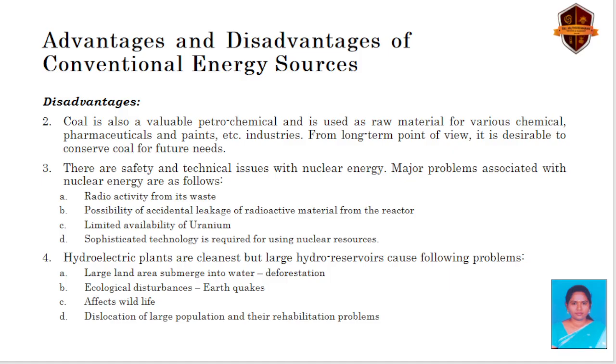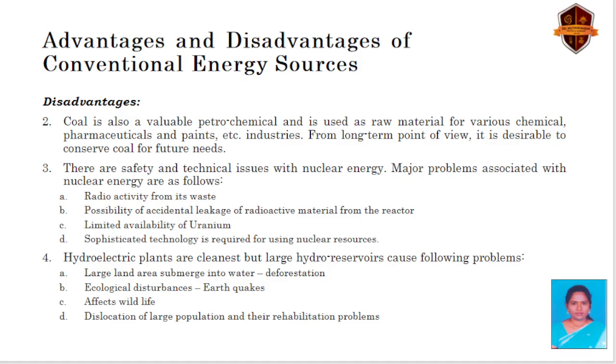Coal is also a valuable raw material for chemical and pharmaceutical industries and should be conserved. Nuclear energy has problems such as radioactive waste, accidental leakage, limited uranium availability, and the requirement of advanced technology. Large hydroelectric plants cause deforestation, ecological disturbances, and displacement of people. This slide highlights why even advanced energy sources like nuclear and hydro have limitations.